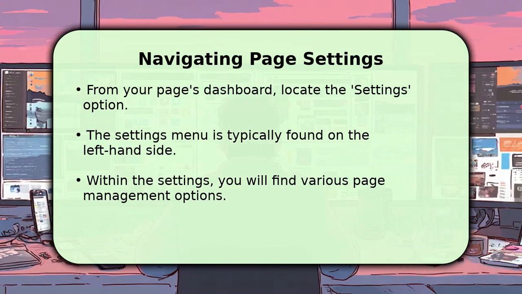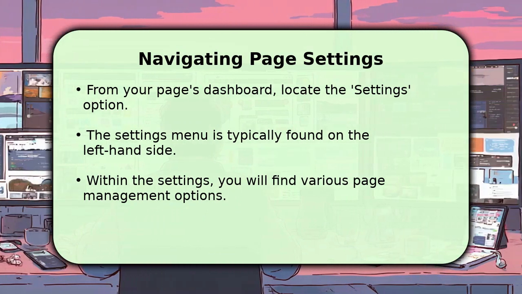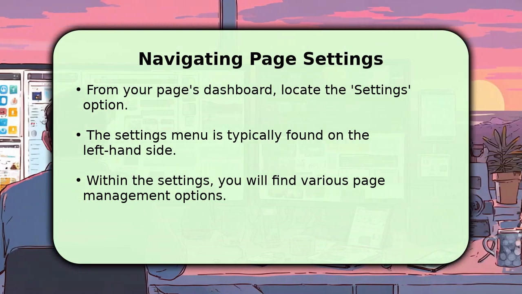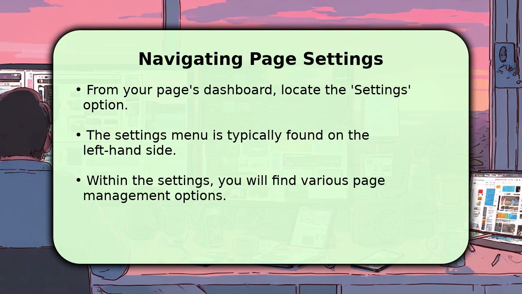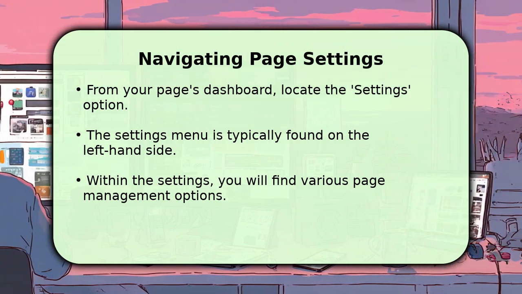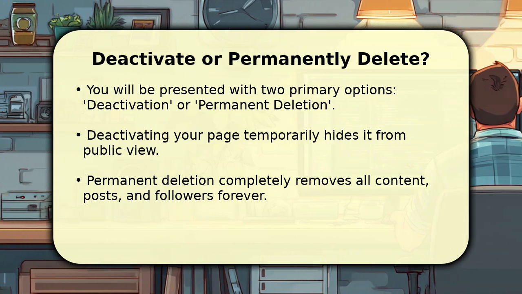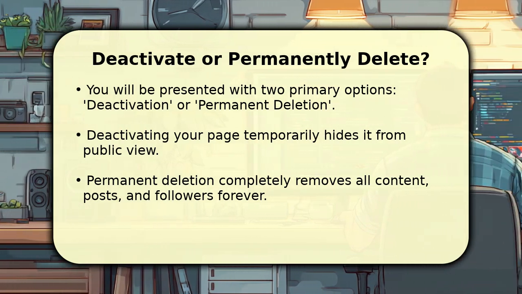Scroll down this list until you find and click on the Access and Control section. This is where you will find critical options for your page's visibility and existence on the platform. When you arrive at the Access and Control section, you will see two distinct options for your page.